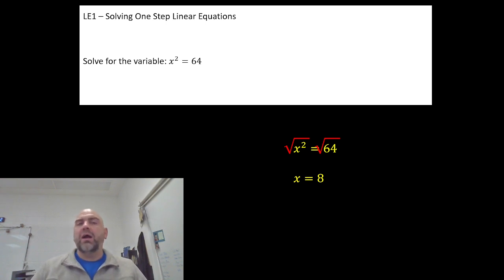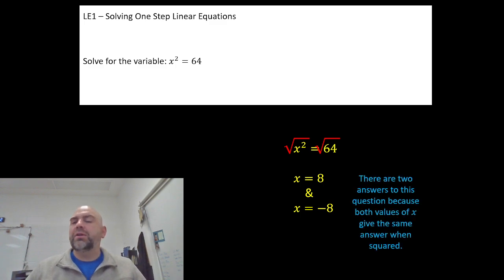Why? There are actually two numbers which, when we square them, give us 64. 8 is one of them. The other one is negative 8. It's very important that in a case like this, we understand that there are two answers to this question, because both a positive and a negative value when squared will give us a positive answer. So when we square a number, there are two ways to get to 64. One of them is positive 8. The second one is negative 8.